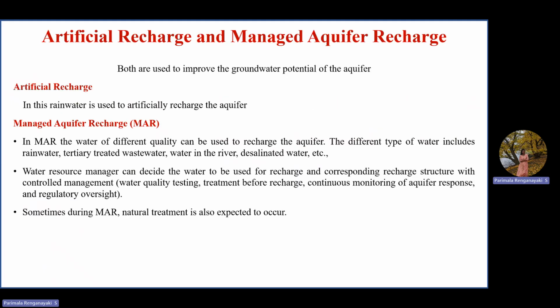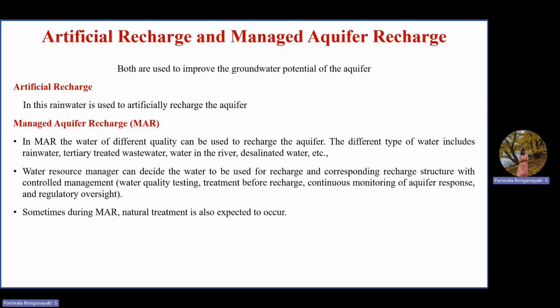So what is artificial recharge? Then we learn about managed aquifer recharge. Artificial recharge, or MAR, we can call managed aquifer recharge as MAR. Both are used to improve the groundwater potential of the aquifer. Artificial recharge means in this, rainwater is the only source we can consider.